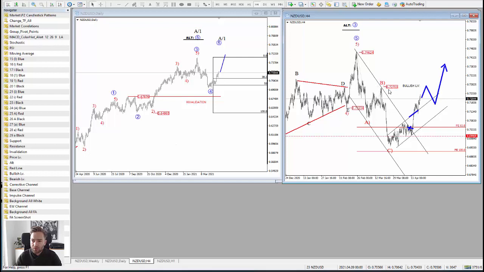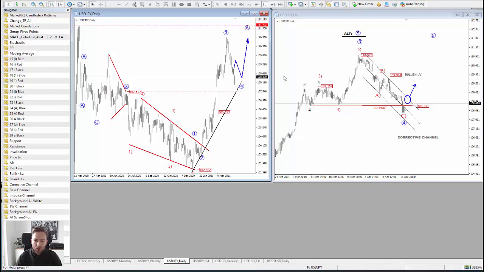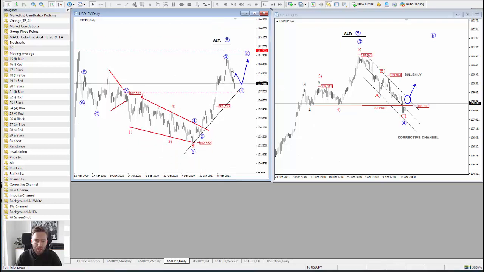Now the resistance in the short term could be at 72.70, where it could slow down, ideally for another intraday three-wave drop, and then this could be an opportunity to look for more upside here. Now let's take a look also at dollar yen. Dollar yen has made quite a sharp drop, I must admit, but still it can be wave 4.